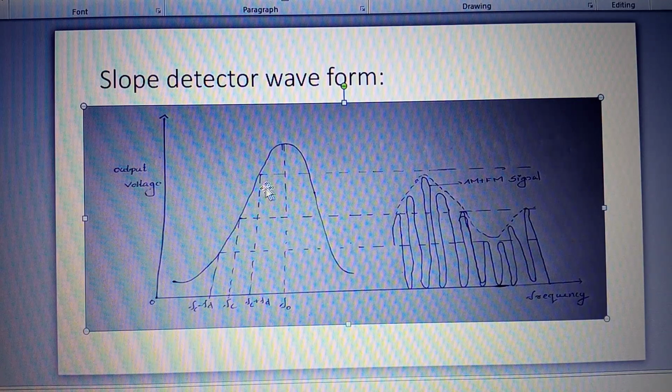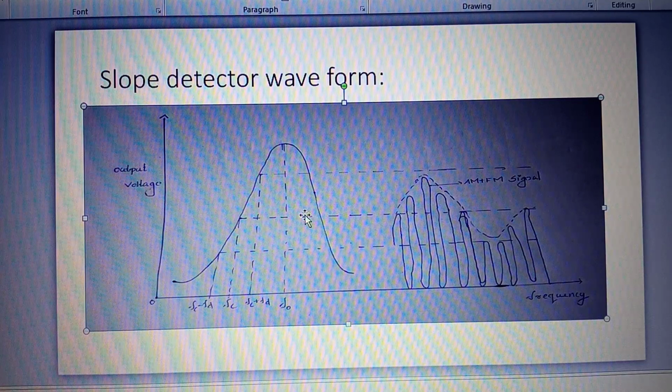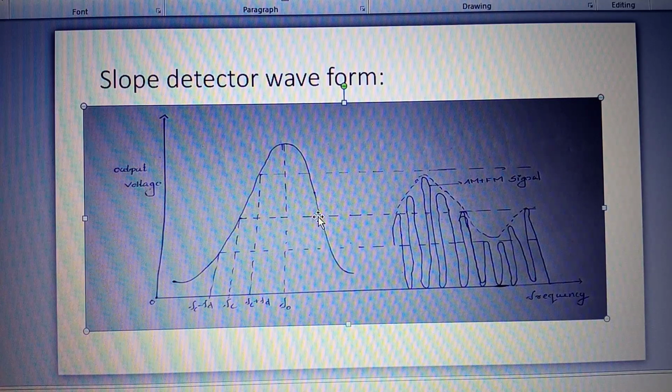Now the frequency increases, and the output voltage also increases. Again the frequency increases, so the output voltage also increases. It is coming up to this, and we can find that this is the maximum output voltage. Again we can find that from Fc, this point, the carrier frequency, it begins to decrease.